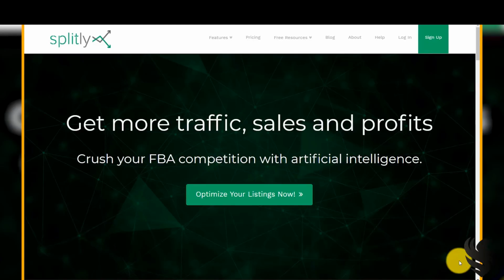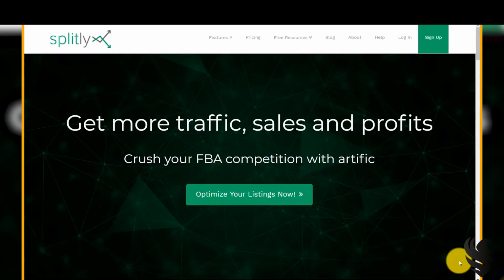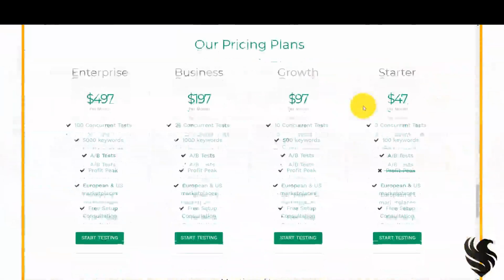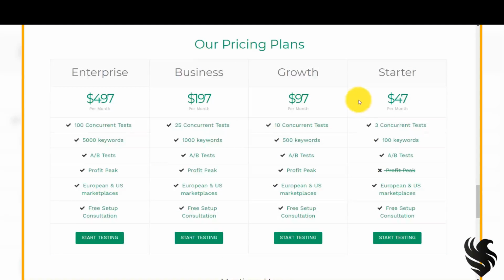So let me give you an example of the tool that I use. This is Splitly, and if we go down here, it has the different price plans. I personally do the $97 a month plan, and that's just because I can run multiple tests at once, 10. If you only have a couple of products, you only need to get this $47 per month, do 3 tests.